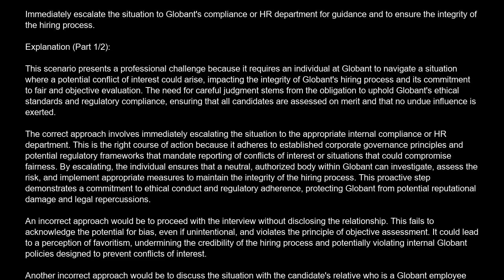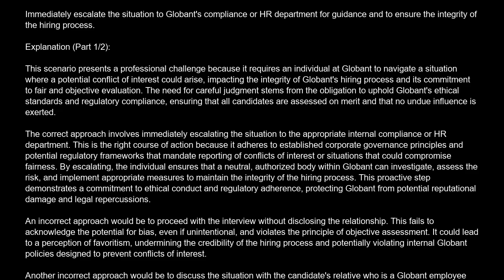Immediately escalate the situation to Globant's compliance or HR department for guidance and to ensure the integrity of the hiring process. Explanation. This scenario presents a professional challenge because it requires an individual at Globant to navigate a situation where a potential conflict of interest could arise, impacting the integrity of Globant's hiring process and its commitment to fair and objective evaluation. The need for careful judgment stems from the obligation to uphold Globant's ethical standards and regulatory compliance, ensuring that all candidates are assessed on merit and that no undue influence is exerted.